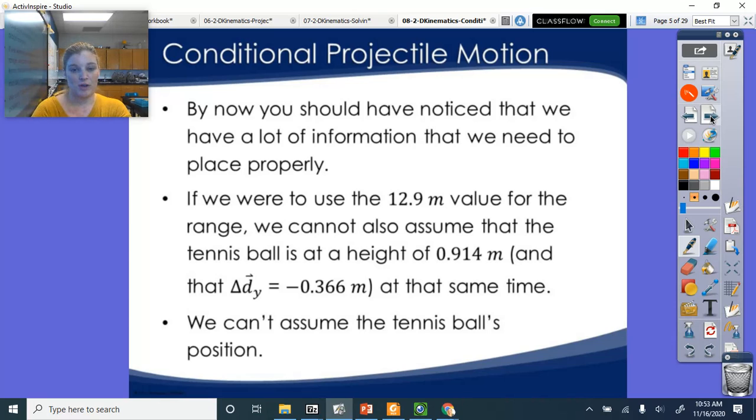So if we use the 12.9 meter value for the range, we can't also assume that the tennis ball is going to be at 0.914 meters, which would make that displacement how far it can fall, so that negative 0.366. We can't assume that we are hitting both of those things at the same time. We can't know that that's where the tennis ball is going to be. We have to solve for where the tennis ball is going to be.